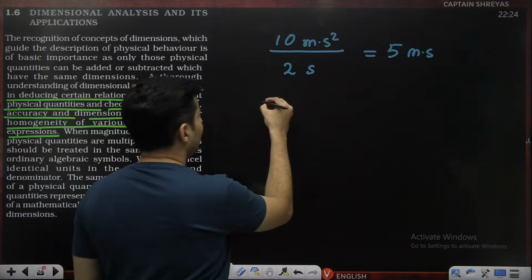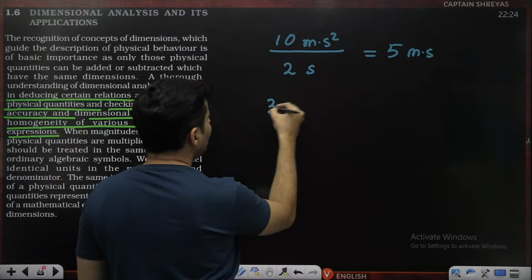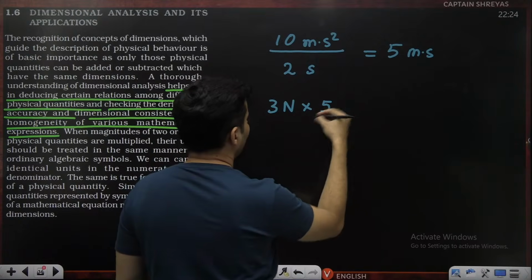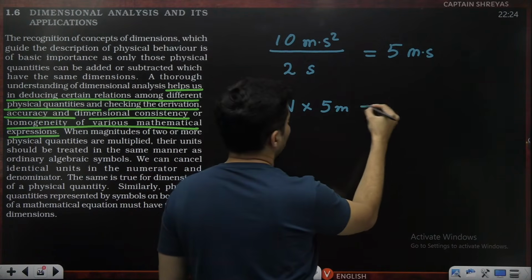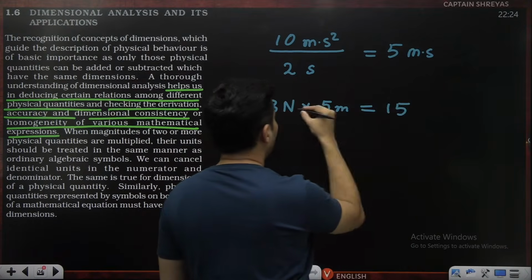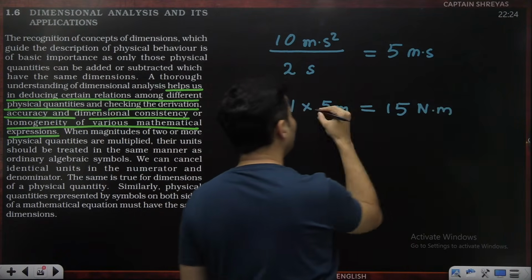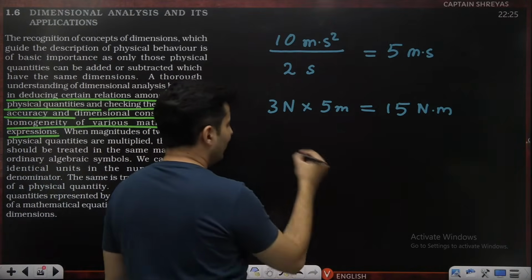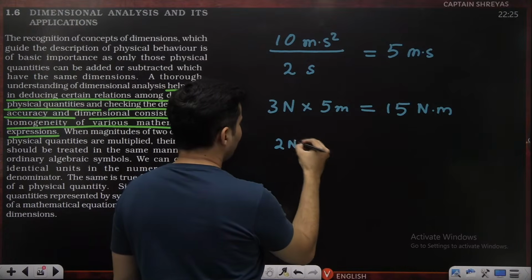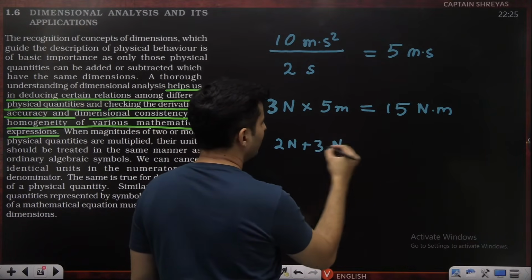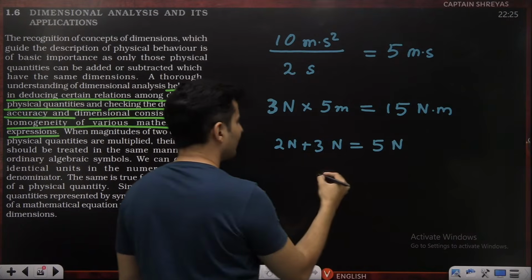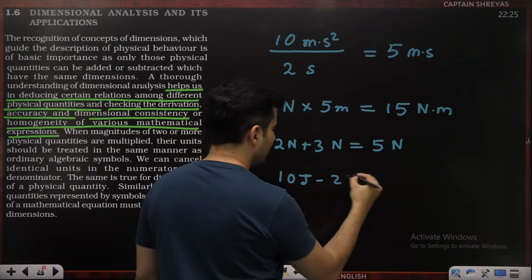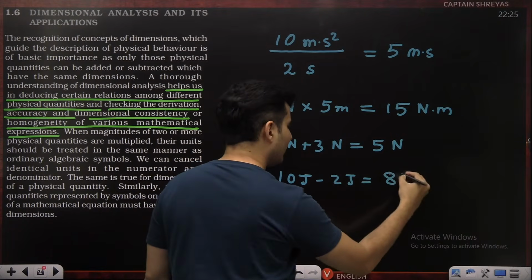Say for example it is 3 Newton multiplied by say 5 meters. The answer will be 3 5s are 15. Okay, and this will be nothing but Newton into meter. You multiply the units over here. This is what you have been doing. Also, let's say for example 2 Newton plus 3 Newton will be 5 Newton, or let's say 10 joules minus 2 joules will be nothing but 8 joules.